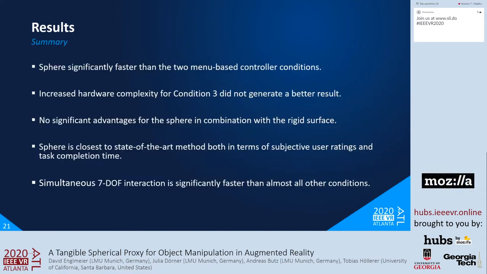To sum up the results, we can see that the sphere performed significantly faster than the two other menu-based interaction techniques. We also see that the increased hardware complexity for condition 3 did not generate a better result. So the clutching technique in combination with the menu did, contrary to our expectations, not perform better than if the controller was just used in the same way as the sphere. There were no significant advantages for the sphere in combination with the rigid surface. However, the sphere was not anymore outperformed by the 7-degree of freedom technique in the second task, the table task.